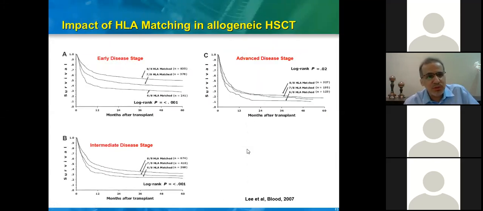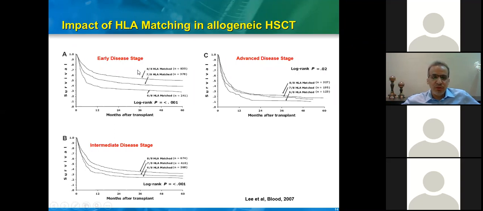So now when we talk about the impact of HLA matching in allogeneic hematopoietic stem cell transplantation, this is an elegant study done by Lee in 2007, but still very informative and important, in which they show the level of HLA matching and patient survival over time. The best patient survival can be seen when you have an 8 out of 8 HLA match, and if you have 7 out of 8 match, or 1 antigen mismatch, you are reducing the patient survival by around 10%. This is if you are at the early disease stage.